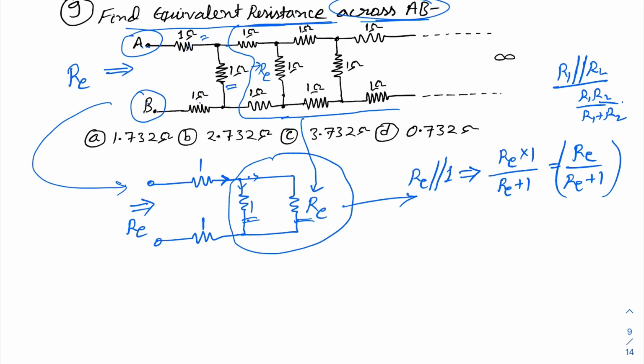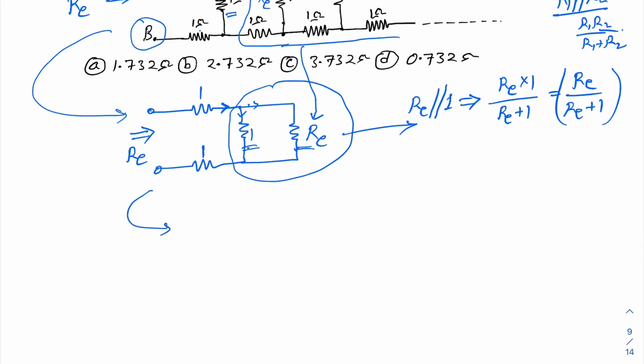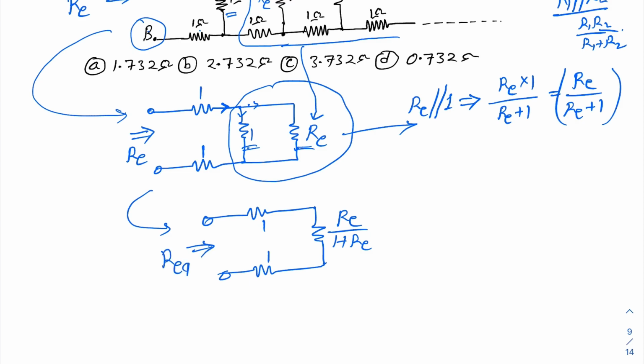Okay, these are equivalent. Now again we will draw the equivalent diagram like this one. So it will be 1 ohm and there is only one equivalent resistance, Re. So it will be Re upon 1 plus Re. Okay, it is 1. What is 1? It is R equivalent.